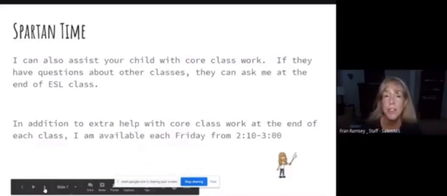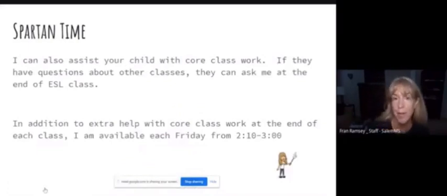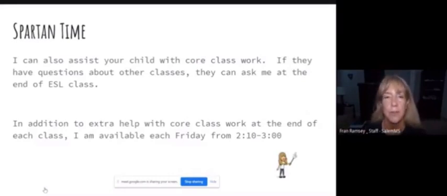I can also assist your child with core classwork during my classes. After my class is finished, after my presentation is done and I've assigned their work that they can do, if they have questions about math or language arts, social studies, or science, I can help them right after the class. They could present their screen to me and show me what they're working on, and then I could present my screen to them and maybe get them started, help them solve a math problem, get them started writing an essay, or help them answer any questions for science or social studies. So I will be happy to do that.